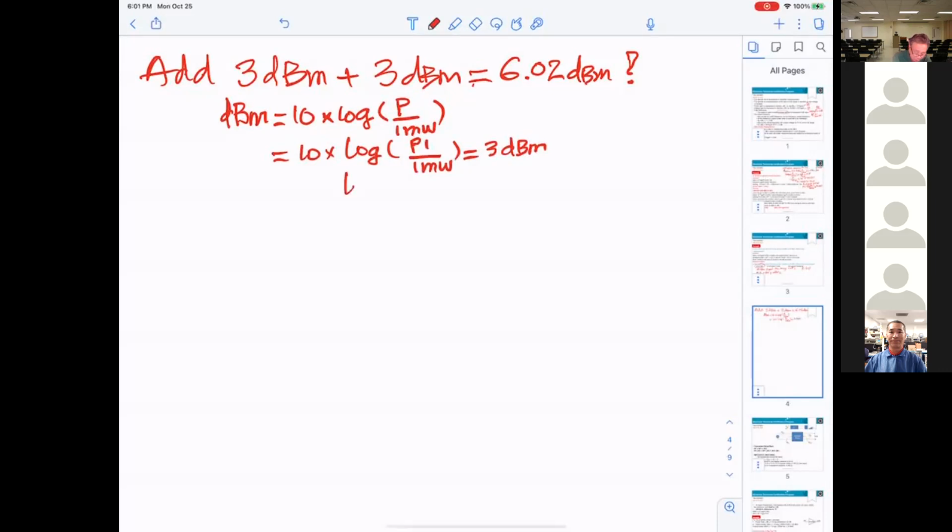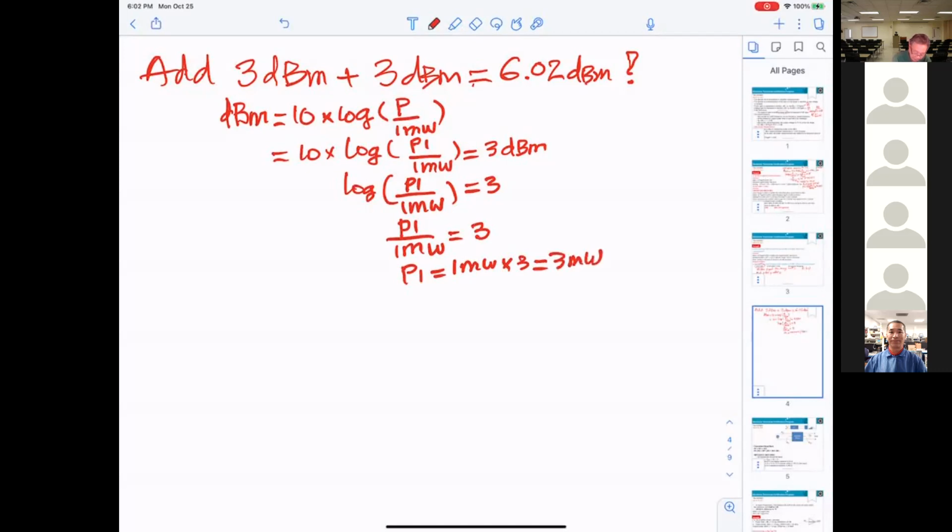Okay, so I want the log of P1 over 1 milliwatt equals 0.3. Okay, so remove the log: P1 over 1 milliwatt equals 10 to the power of 0.3, I got 2. Okay, equals 2. So P1 over 1 milliwatt times 2, you get 2 milliwatt. So same thing, P2.